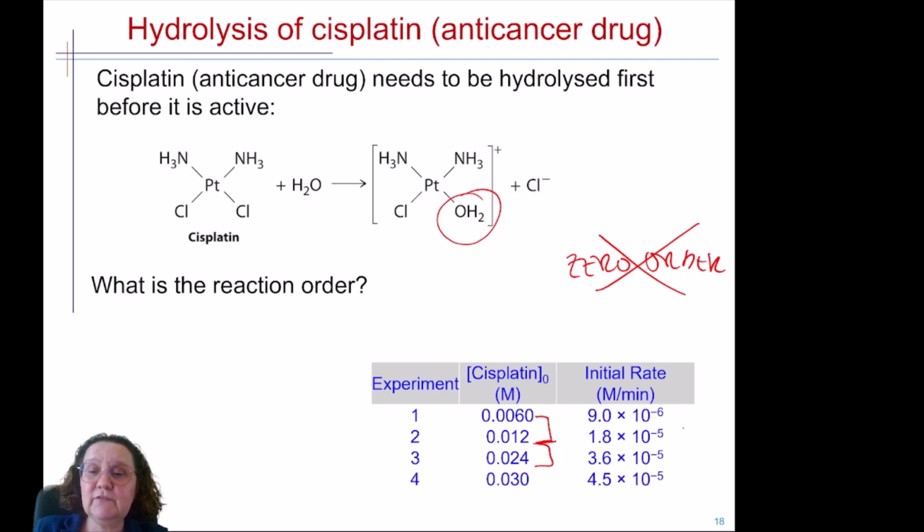If not, you can divide 1.8 10 to the minus 5 by 9 10 to the minus 6, or 3.6 10 to the minus 5 divided by 1.8 10 to the minus 5. The reaction rate doubles. So when you double the concentration of cisplatin from one experiment compared to the next, the initial rate of the reaction will double. That means this reaction is first order.